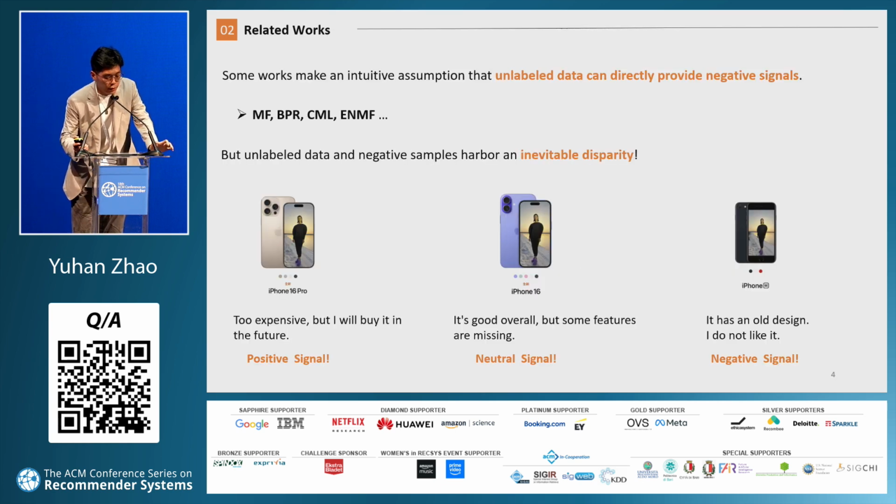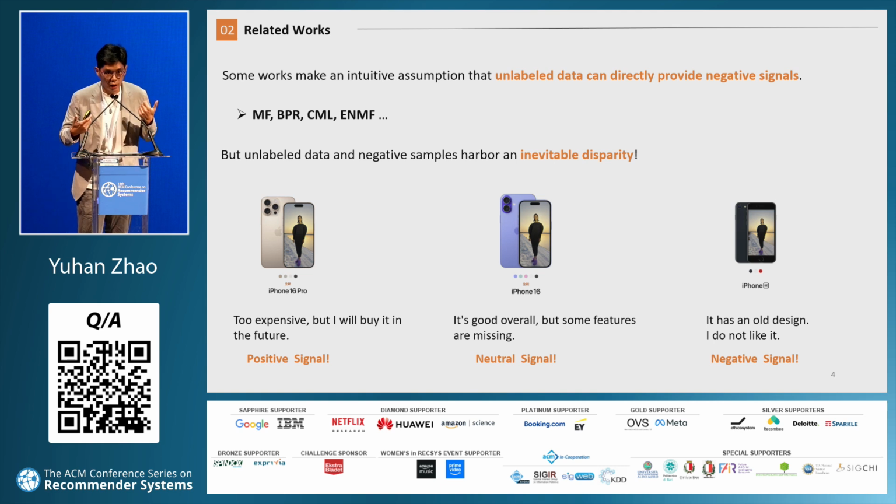Some works make an intuitive assumption that unlabeled data can directly provide negative signals, such as MF, BPR, CML, but more and more research realizes that unlabeled data are different from negative samples. Let me give you an intuitive example. Here we have 3 different items that I have not interacted with. The first one is iPhone 16 Pro. It's too expensive, but I will buy it in the future. So actually, it provides a positive signal for me.